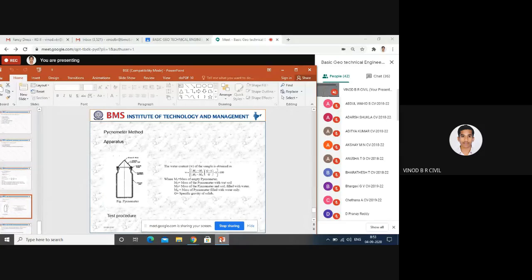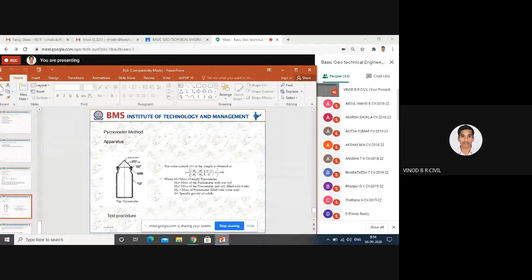Next one is with the help of the pycnometer. You already conducted this experiment in the PMT lab during third semester. Pycnometer is one of the methods to calculate the moisture content. Apparatus required: pycnometer bottle, weighing balance, and soil. These are the materials required.